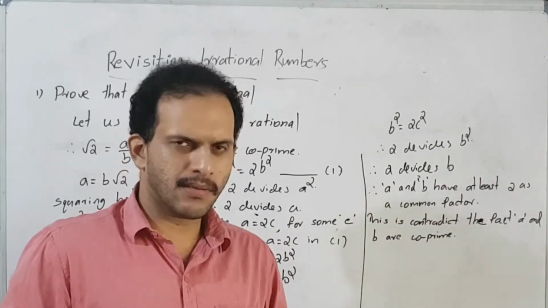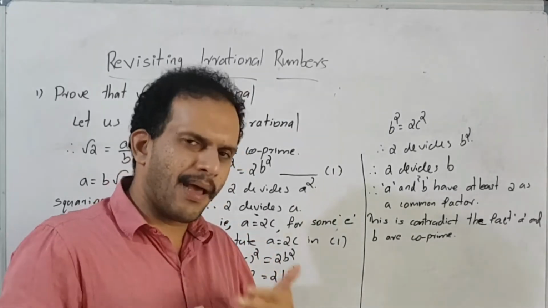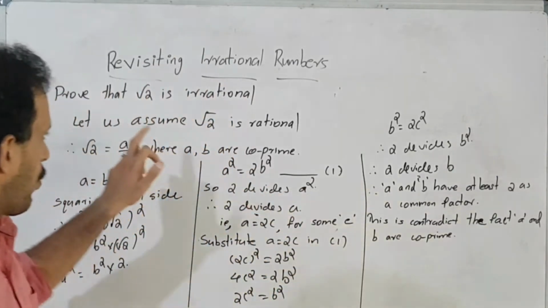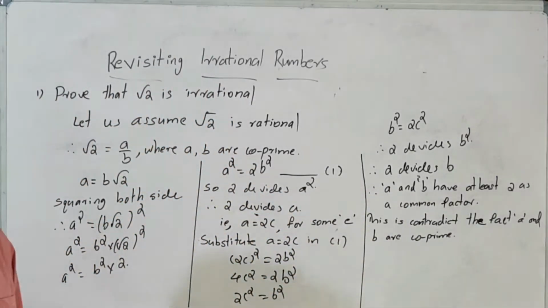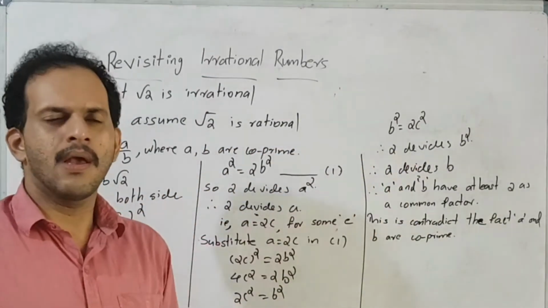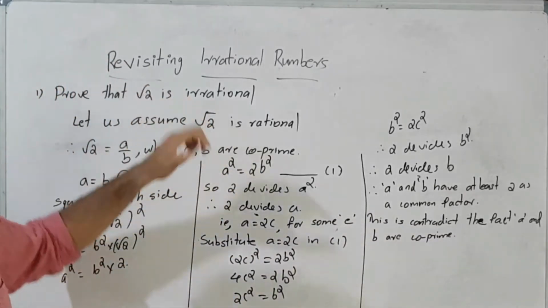Why did it happen like this? What does this show? This shows that our assumption is wrong. ഇങ്ങനെ സംഭവിക്കാൻ എന്താണ് കാരണം? നമ്മൾ ഒന്ന് എടുക്കുന്നു, അതിന്റെ വിപരീതം കിട്ടുന്നു. അങ്ങനെ കിട്ടാനുള്ള കാരണം നമ്മുടെ assumption wrong ആയതുകൊണ്ടാണ്.